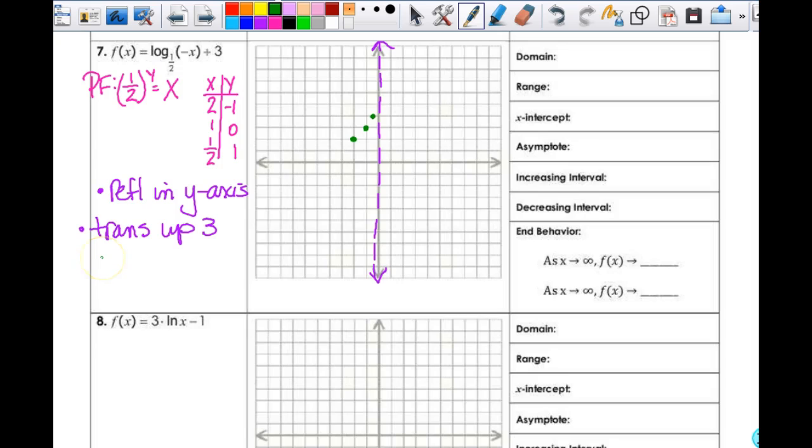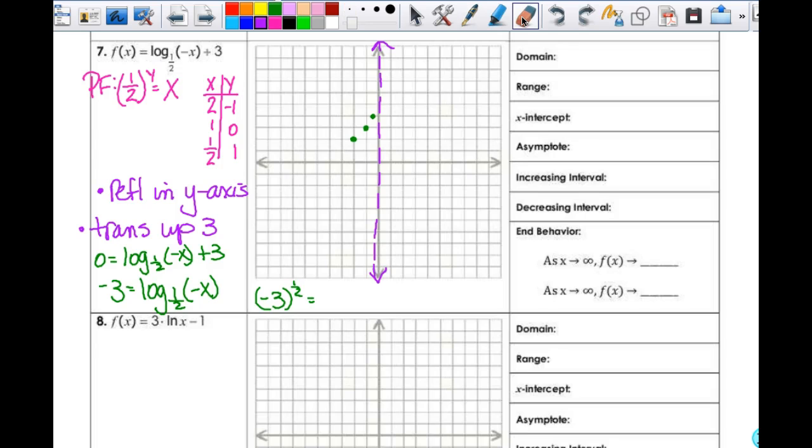So I'm going to get, let's see, 0 equals log base 1/2 of -x plus 3. So this is -3 equals log base 1/2 of -x. So I'm going to get -3 to the 1/2 power equals, I'm sorry, not -3 to the 1/2 power. What did I just do wrong? Is that right? No, shoot, I'm making stuff up. Y'all didn't stop me. I knew something was wrong.